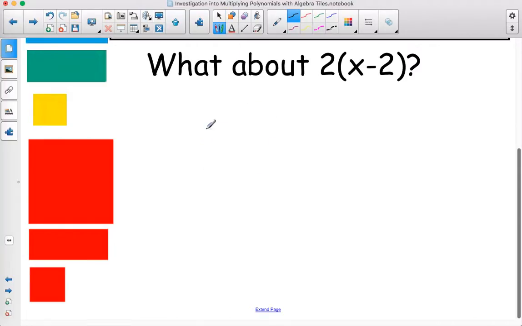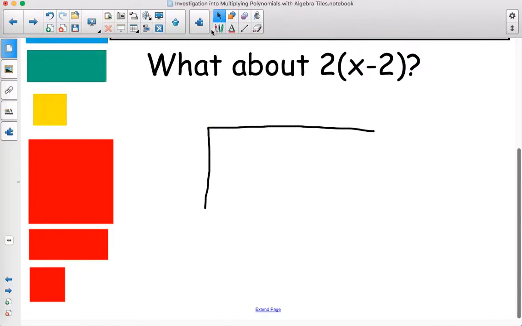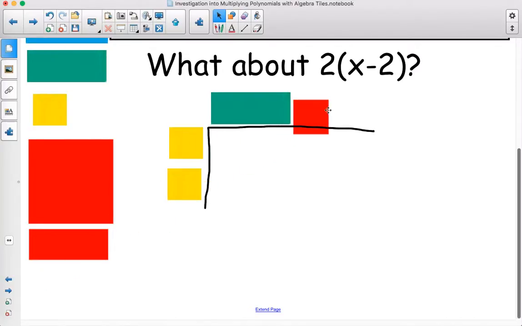So I'm going to draw my little foundation, something like that maybe. I need one side that's length 2 and it's positive, so I'll use my positive yellow. So now it's length 2 on that side. Its width is x, so that's a positive x. Now it's a minus 2 though. Since it's minus 2, I'm going to use the red side. So I have one red. I'm going to copy and paste that. And I need another red.